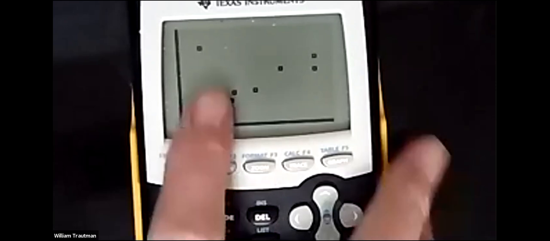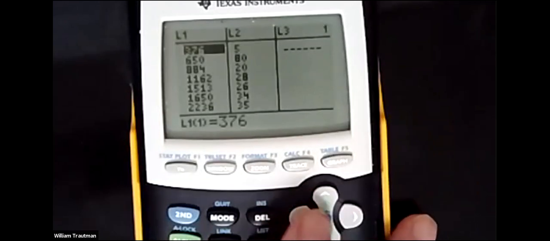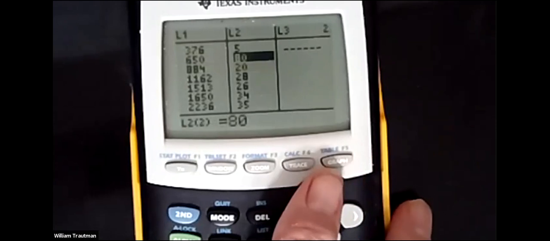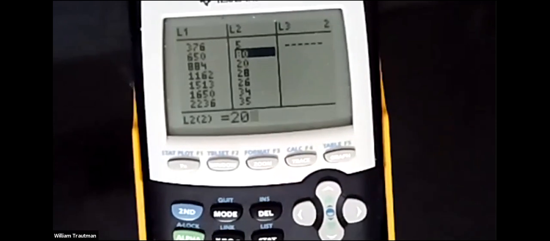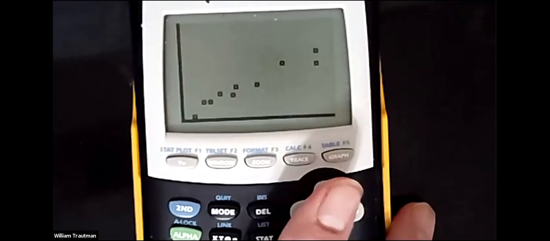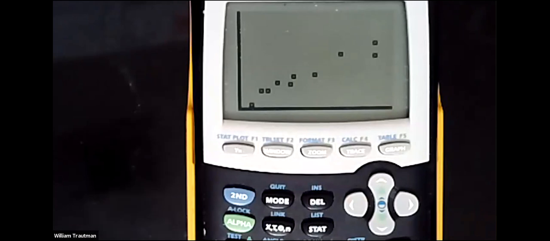This piece of data was in the wrong spot. So when I go back to my table, stat 1 edit, one of these pieces of data, I think it was this one, 80. It should have been 20. I go back in, it should have been 20. Now when I graph it, it's back to what the workbook looks like. So yeah, on a test, you don't know.